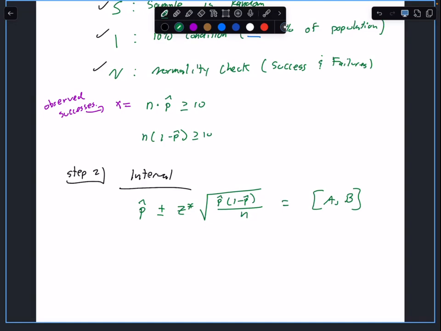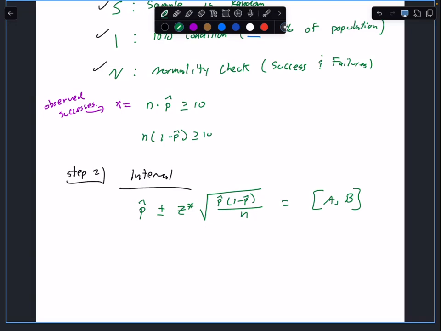I'm going to ask you what is Z star, the critical value. Just look at that table. I'm going to ask you what is the standard error. That's just the square root part by itself. I'm going to ask you what is the margin of error, which is when you multiply the standard error by that Z star. And then the last thing I'll ask you for is the interval and then to interpret the interval.